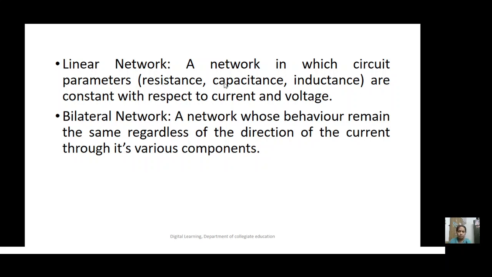A linear network is one in which the circuit parameters, that is resistance, capacitance, inductance, are constant with respect to current and voltage. That means the value of resistance will not change as the current or voltage changes, and capacitance will not change. So these are the parameters which remain constant. Bilateral network. A network whose behavior remains the same regardless of the direction of the current through its various components. That means if the direction of the current is reversed, there is no change in the behavior of the circuit.